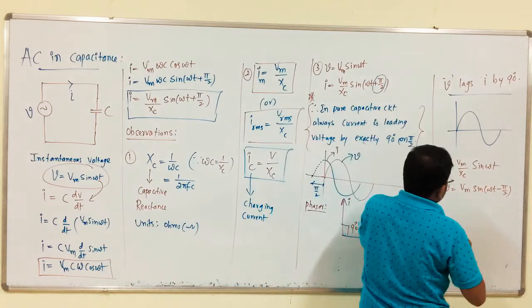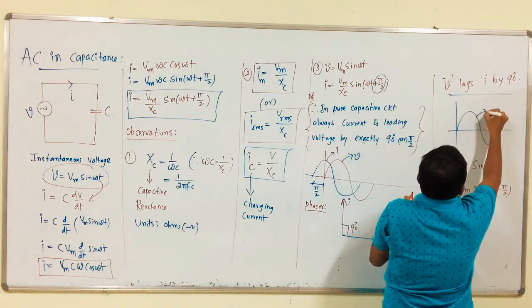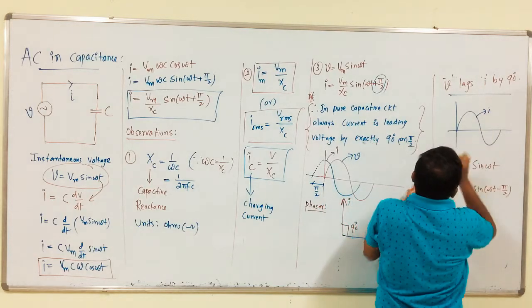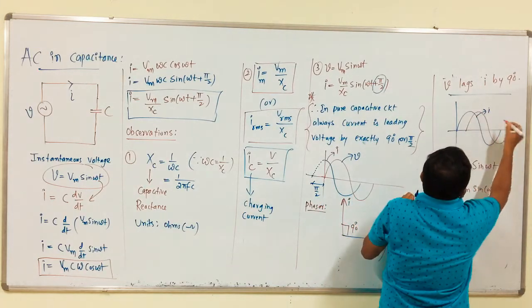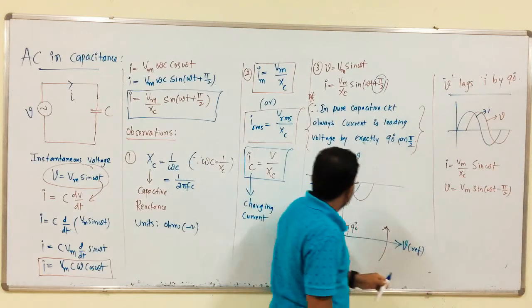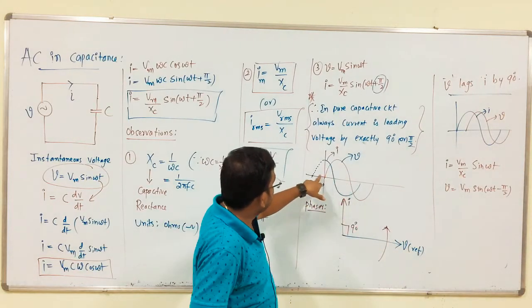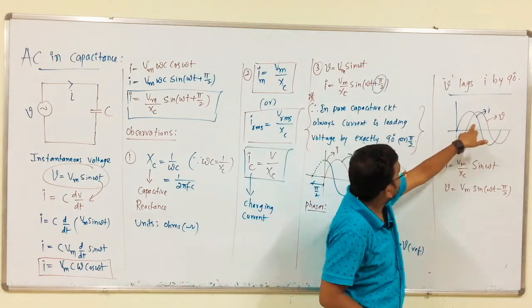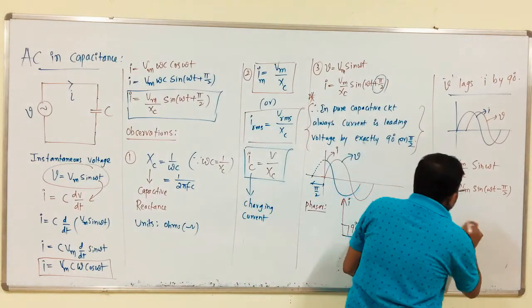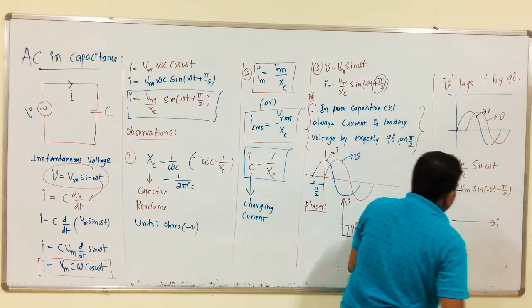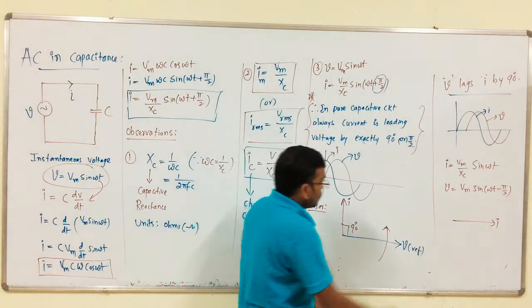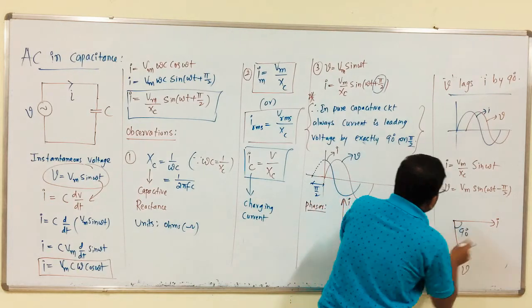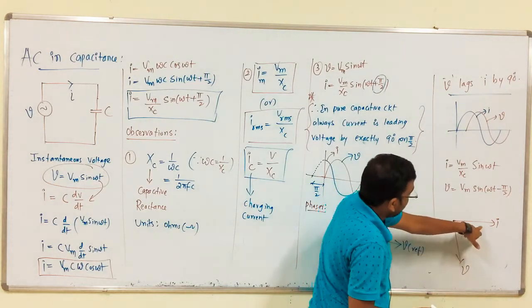From this, the reference is current. This is current. What about voltage? This is voltage. See, voltage is present 90 degrees after the current. First current, then voltage, right? For this, the reference is current. What about voltage? It should be like this, 90 degrees. Voltage lags I by 90 degrees.